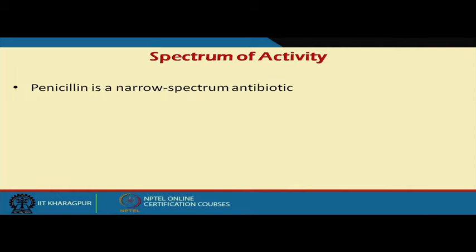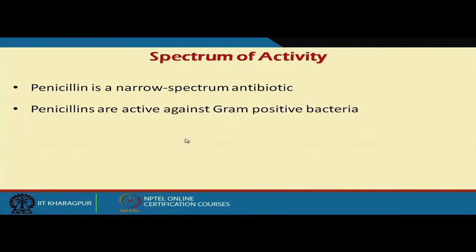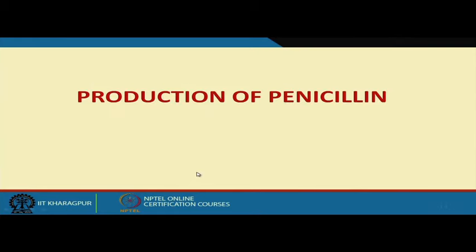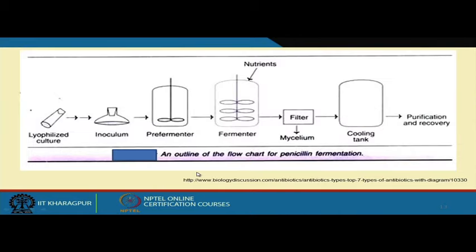So, as for example, penicillin is considered a narrow spectrum antibiotic, but streptomycin is considered a broad spectrum antibiotic. And penicillin can only attack gram positive bacteria, and then some members like amoxicillin, which are derived from penicillin, are also effective against gram negative bacteria, but not Pseudomonas aeruginosa. Now let me discuss how the penicillin production takes place.